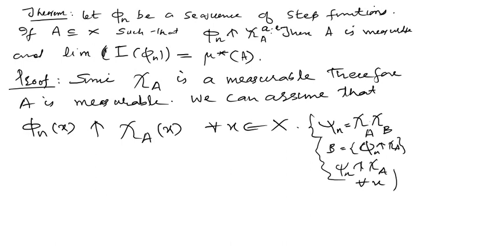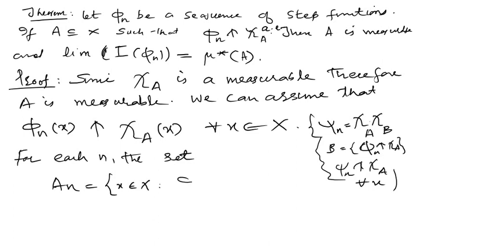Now for each n we define a set A n, which is equal to the set of the points x in X such that phi n of x is positive. Since phi n is a step function, the measure of A n is finite. It's a measurable function also, that means A n is measurable, with finite measure.